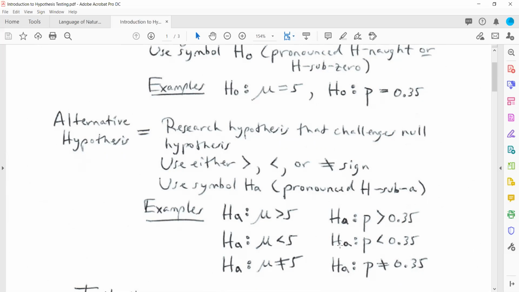So when you write a hypothesis test, the first step is to write the null and alternative hypothesis symbolically, not in words, symbolically, just like this, right? And remember, the null hypothesis always has an equal sign, and the alternative does not have an equal sign. It either has greater than, less than, or not equal to.